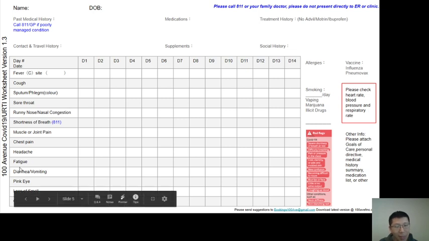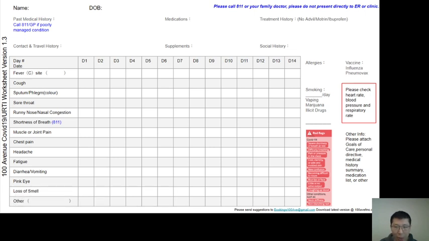Headache, fatigue, diarrhea, vomiting. We know that gastrointestinal symptoms are not very common, but for people who present with diarrhea, they actually have worse outcomes. Pink eye is not very common, but has been reported. Loss of smell is often reported for early presentations and relatively asymptomatic presentations, so that's also something to watch out for. And I've also left a space on the bottom for other, in case you have other symptoms that might be not listed but possibly relevant.